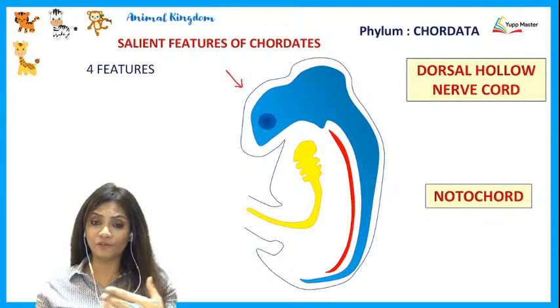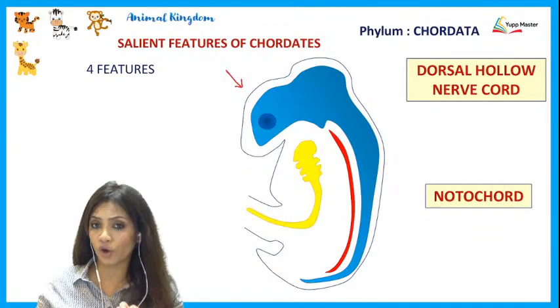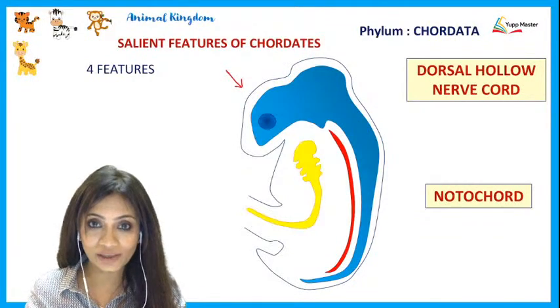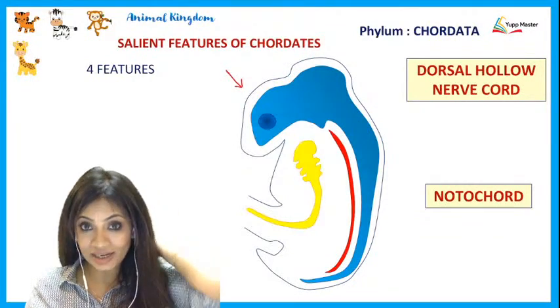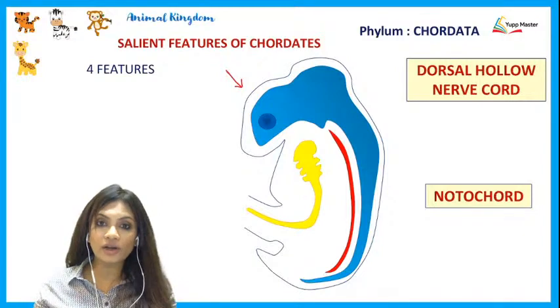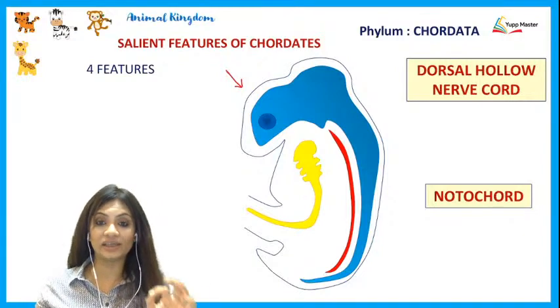All right, even for our body, if you think of the nerve cord, can I include the spinal cord there? And where is your spinal cord? Isn't it on the back side? That is the dorsal side. So in the chordates, the nerve cord is always located dorsally.